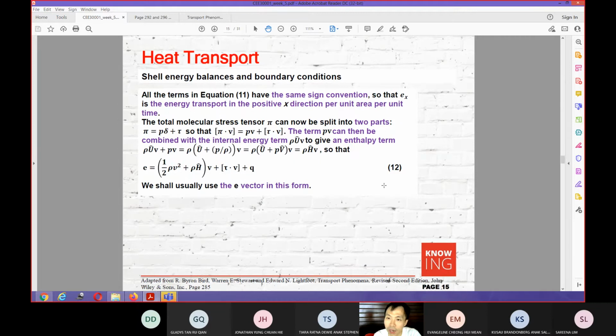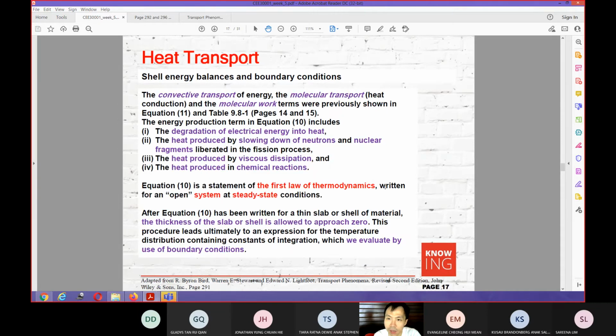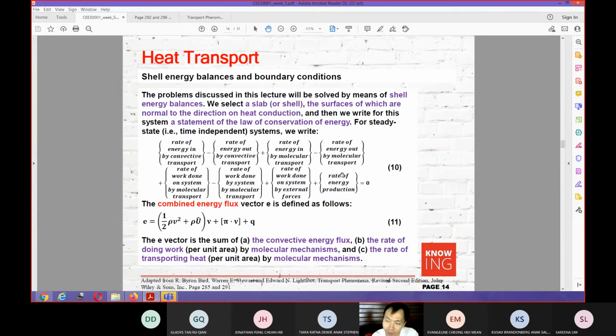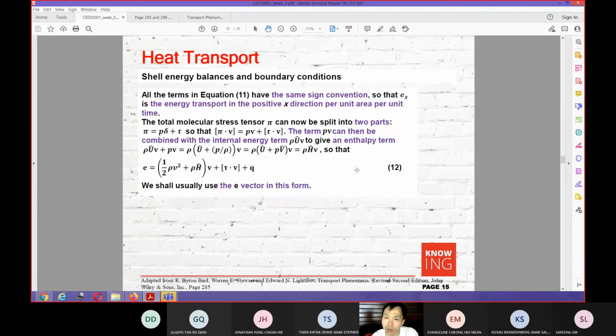Now if I go ahead with these terms in here, the convective transport of energy, the molecular transport and the molecular work terms were previously shown in equation 11 and table 9.8.1. Now there is the energy production term in equation 10. The energy production term in equation 10 in here can come from different sources. So what are those sources?